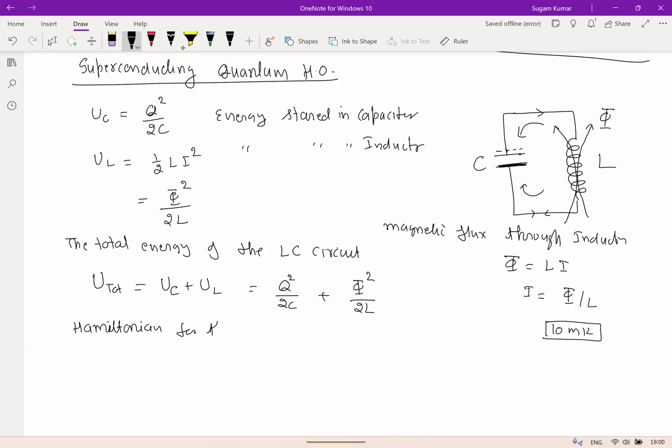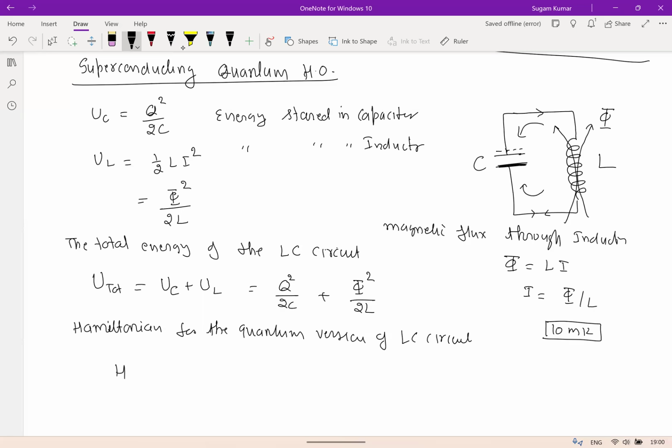For the quantum version of the LC circuit, I will now convert these observables into operator form. Charge is an observable which you can measure physically. Flux is also an observable. You can physically measure this quantity. So when you convert into quantum, you write down the corresponding quantum Hamiltonian.